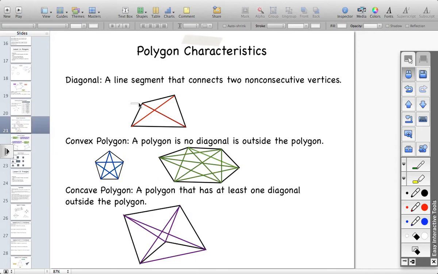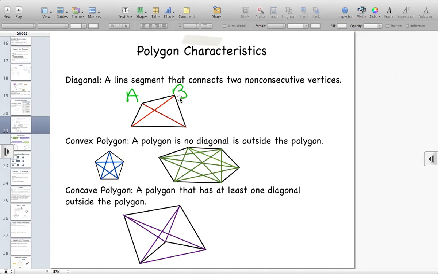So if I have, let's say, A, B, C, and D, A is consecutive to B and D, but not to C, so the diagonal goes across. Sometimes you can count up in order to help figure out the internal angles. There's a trick using diagonals with that.